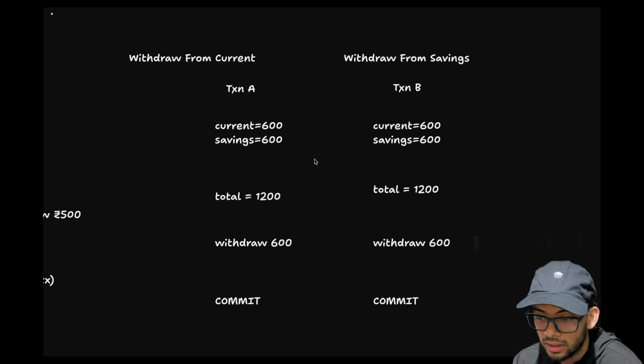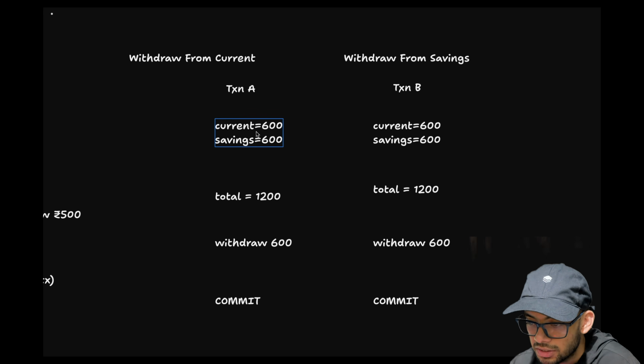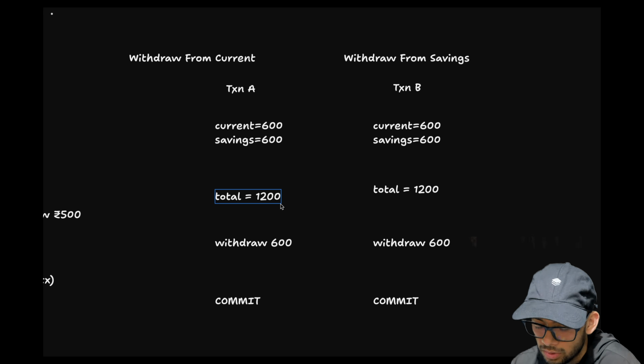Let's say we get two transactions at the same time, where in transaction A the user tries to withdraw 600 from their current account, and in transaction B the user tries to withdraw from the savings account. Transaction A queries the current values and gets the total as 1200, and 1200 minus 600 is greater than 500. So it decides to withdraw 600 and commit it. Since transaction B is also running at the same time, it also checks and sees the condition passing. So it also decides to withdraw the 600 and commit.